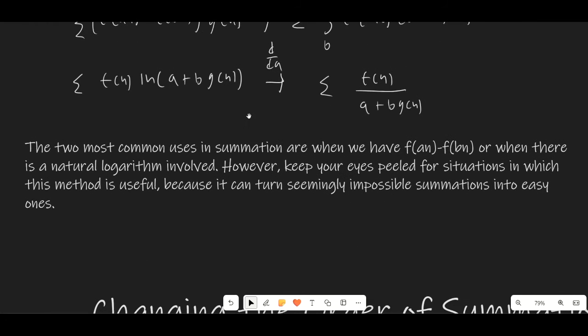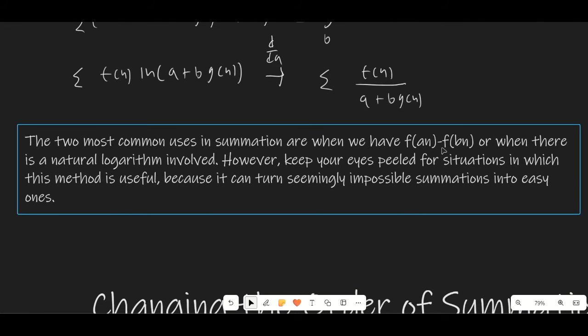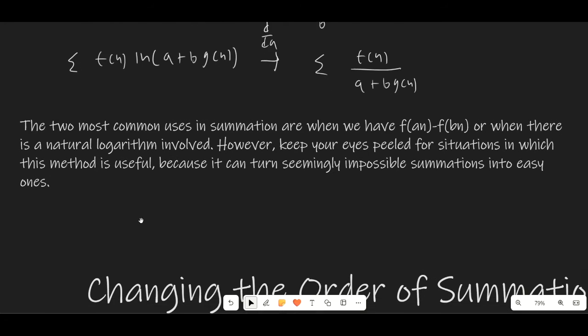The two most common uses in summation are when we have f of an minus bn, or when there is a natural logarithm involved. But as always, keep your eyes peeled for lots of situations where this method is useful, because it can turn seemingly impossible summations into easy ones.